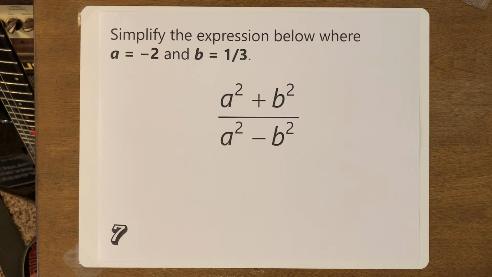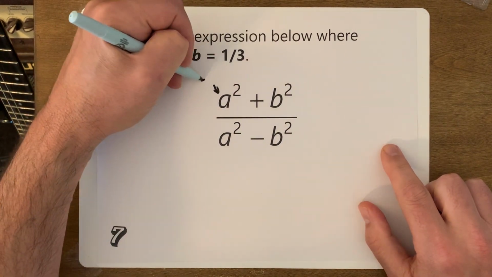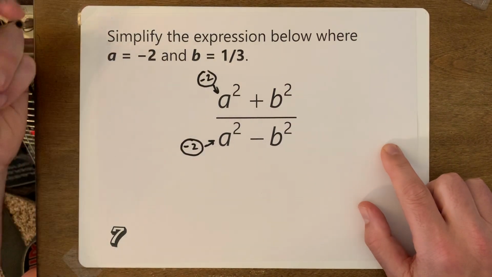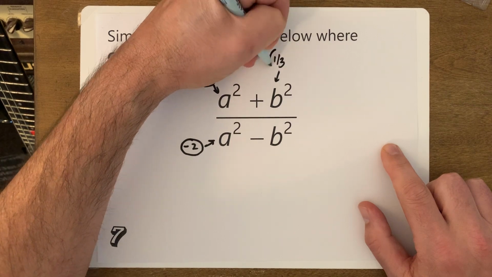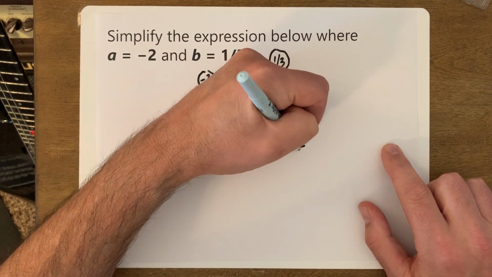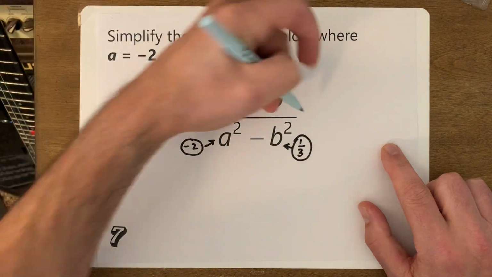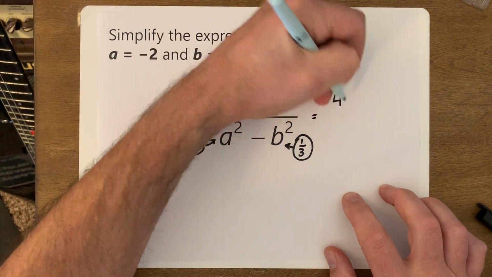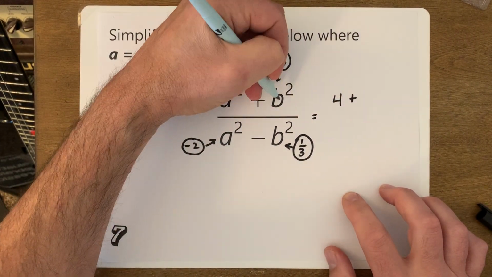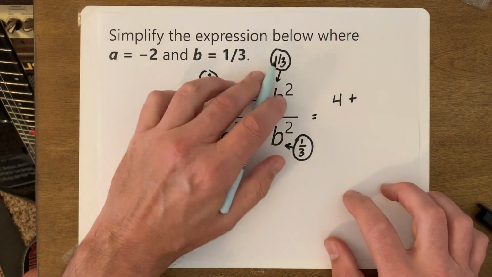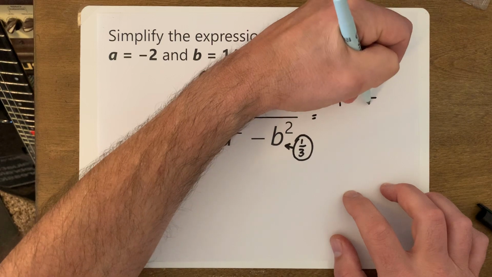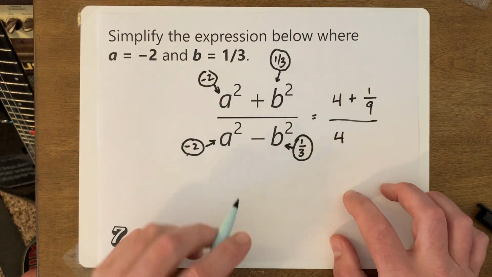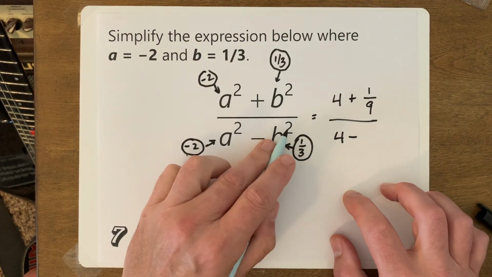All right, so here we have a is -2, b is 1/3. All right, so here we go. We plug everything in. -2 squared is +4 plus 1/3 squared is going to be 1 over 9, right? Because 1/3 times 1/3 is 1/9. So 1 over 9. All of that over -2 squared again is +4 minus 1/3 squared is again 1 over 9.